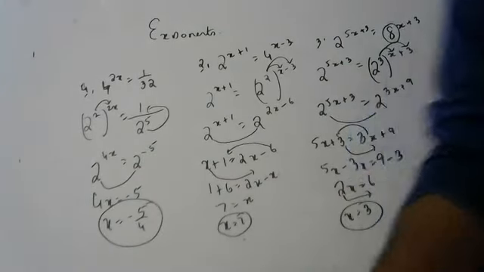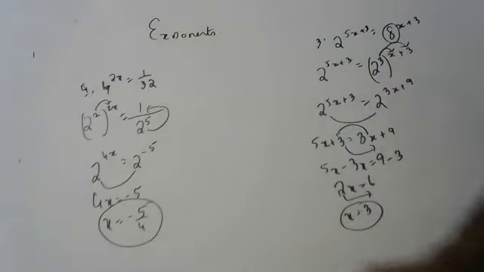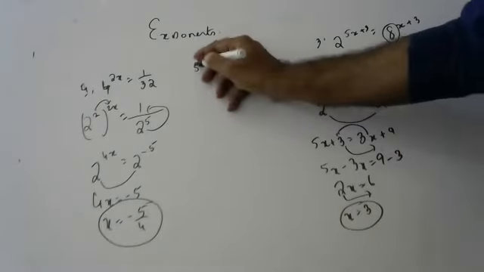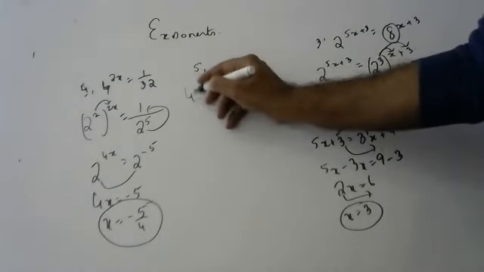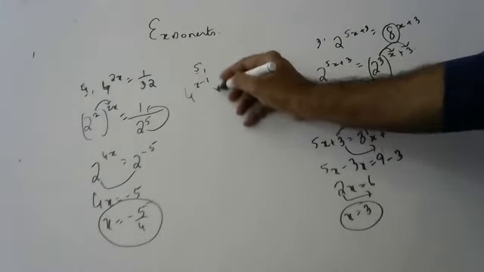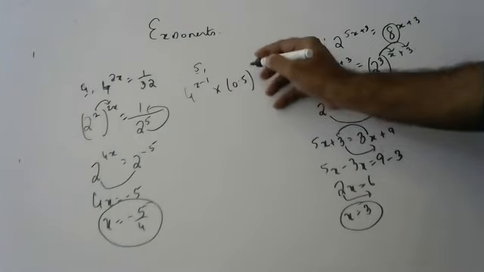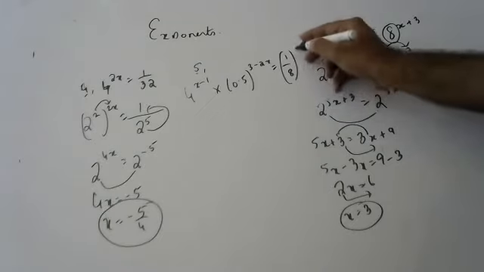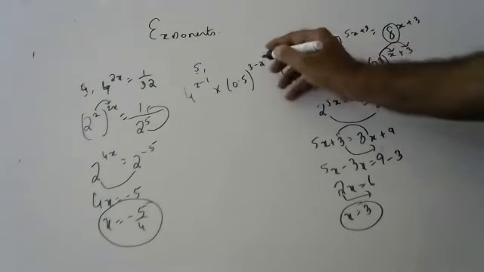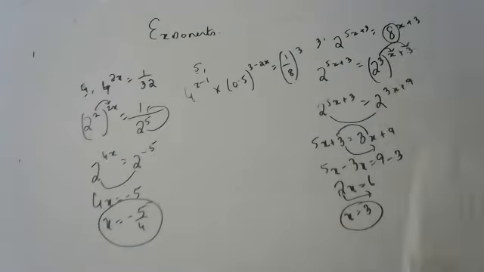Okay, children, next one. Next sum. Harsha will do this. 4 to the power of x minus 1 into 0.5 into 3 minus 2x is equal to 1 by 8 to the power of 3. Yes, Harsha.